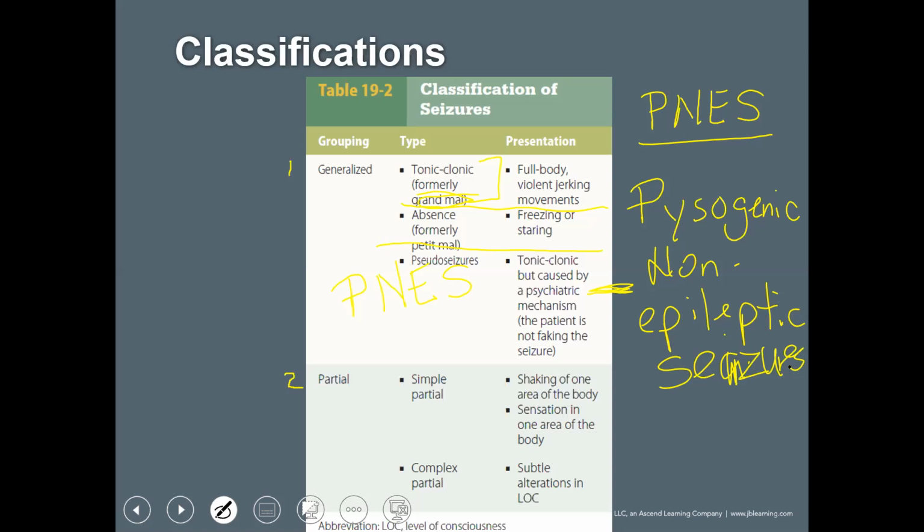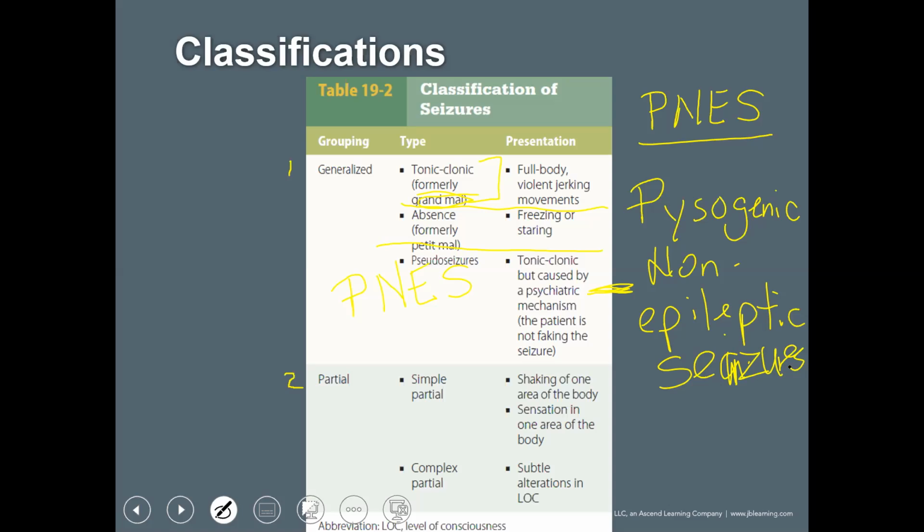Okay, so that's a generalized type seizure. Those are the types of generalized seizures. We have the tonic-clonic, the absence, and the psychogenic non-epileptic seizure. Then there's the partial seizures, and we have simple partial seizures and complex partial seizures. Simple partial seizures can be shaking of one area of the body. It can be sensation in one area of the body. It's just one focal area that is having that neuronal electric storm.